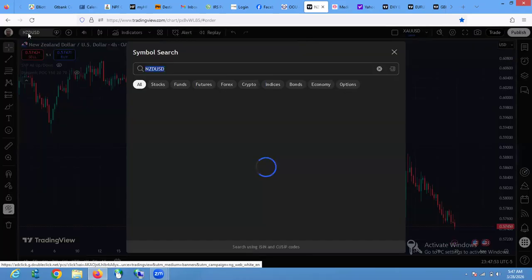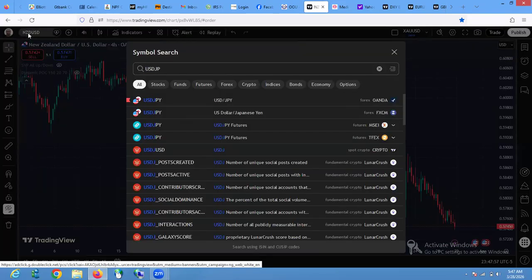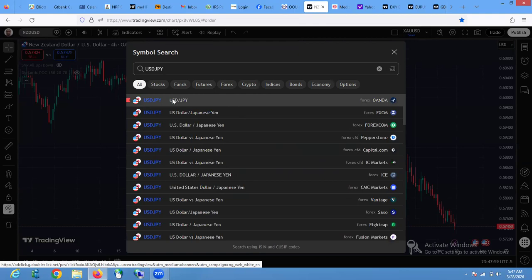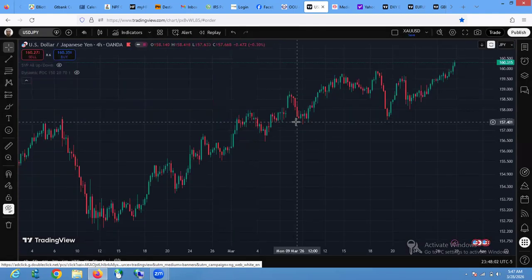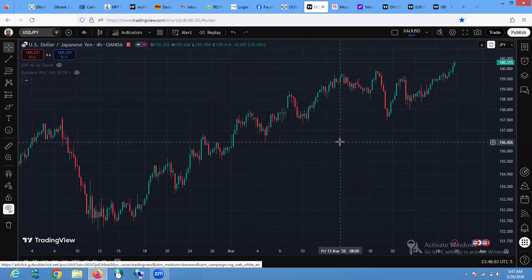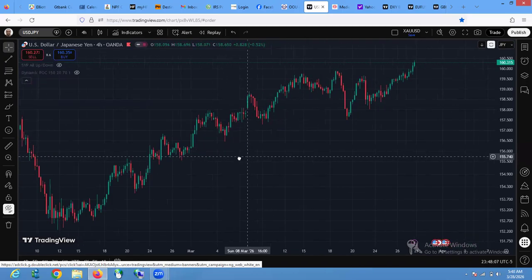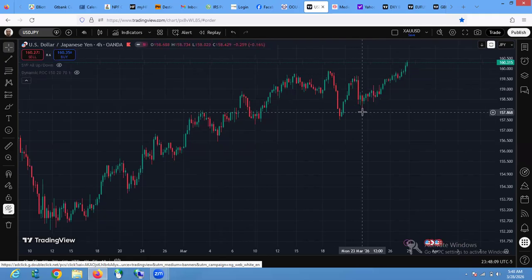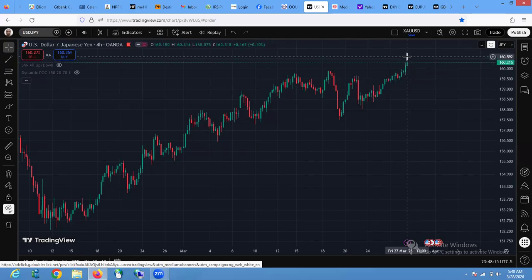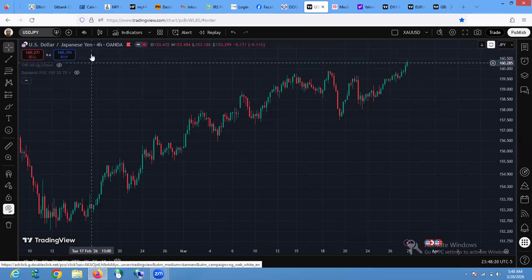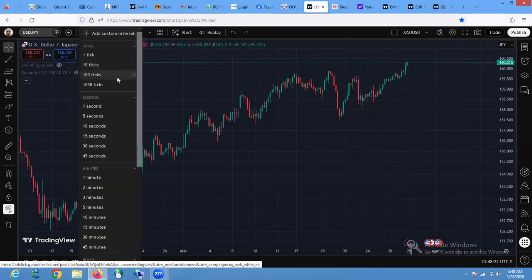USD JPY is grinding to the upside. Now in the USD JPY here is wave 1 and wave 2. We are on course to finish a wave 3. If we finish a wave 3, we should drop a wave 4, then the last wave to the upside.